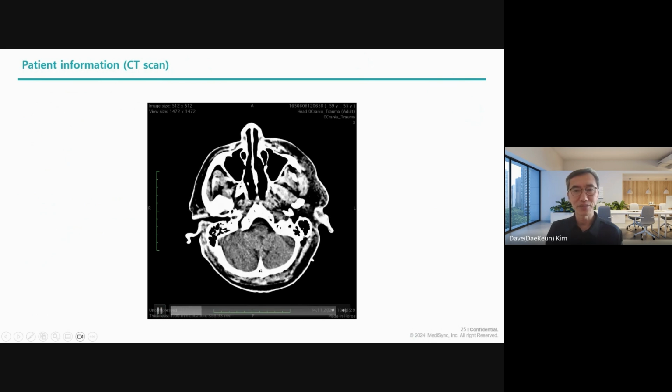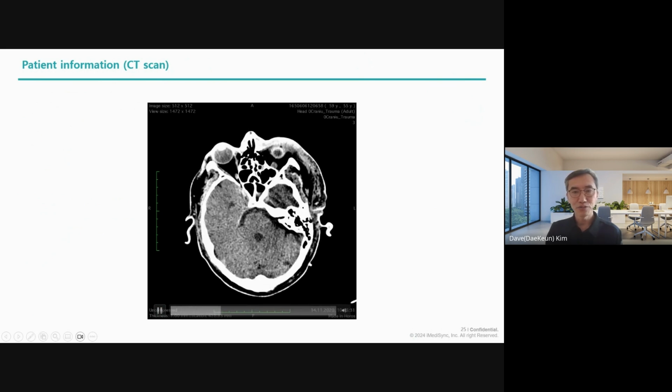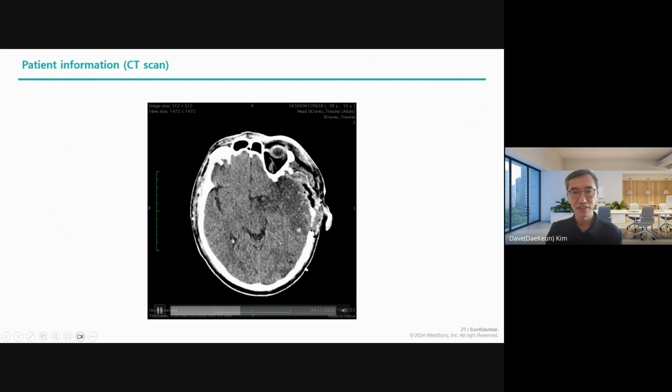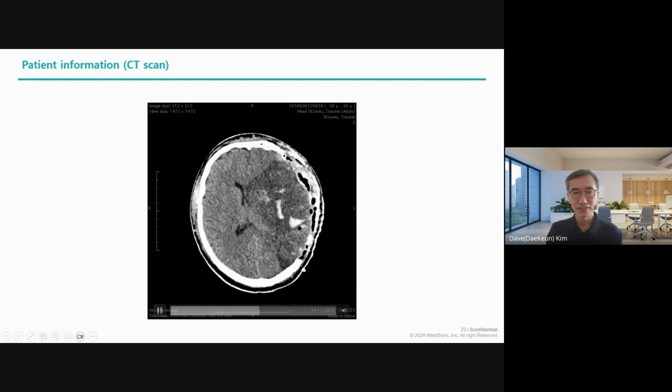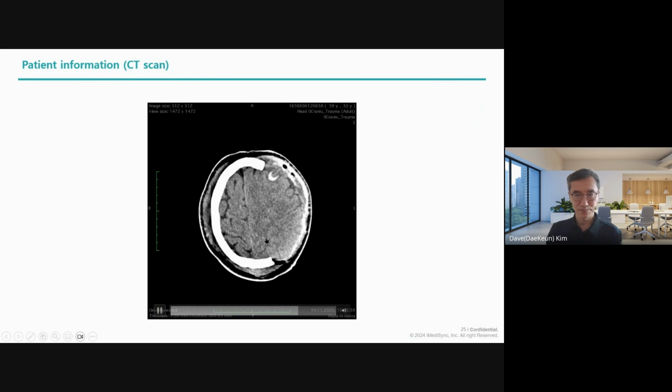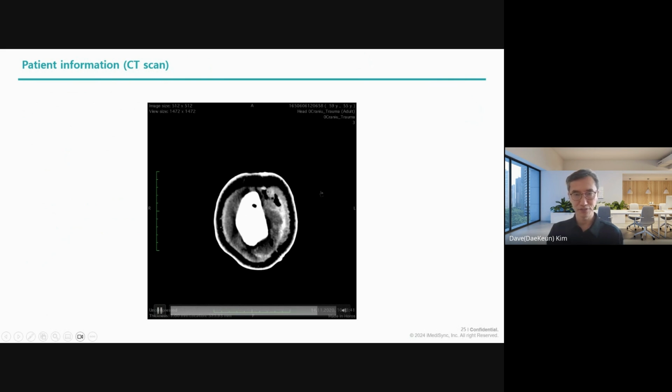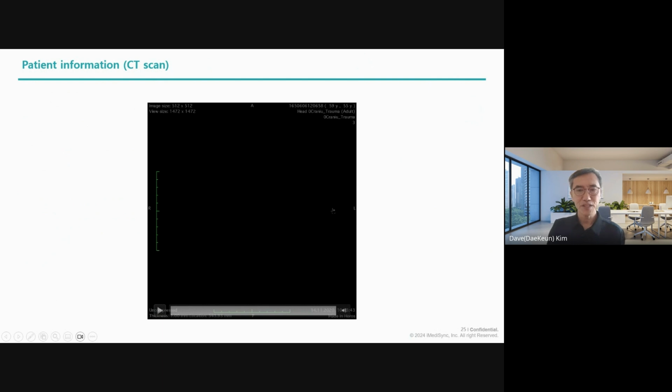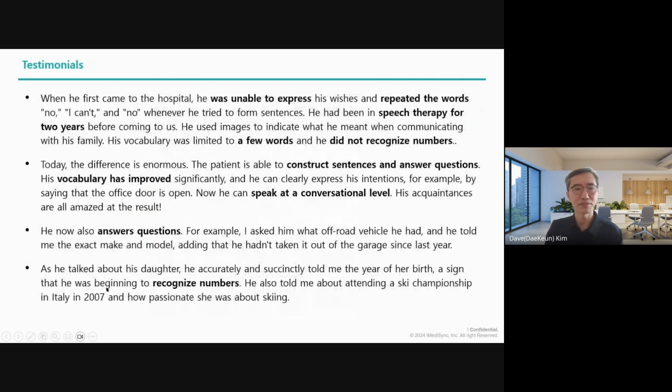The left and right are reversed in the CT scan. You can see that the right area is a bigger region. That means the left hemisphere is the bigger region affected during the stroke. Actually, the CT scan is reversed, so the right area is actually the left hemisphere. He has a very big language problem after the stroke.